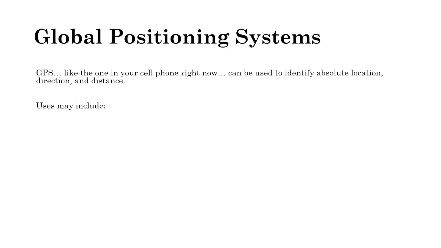Let's talk about global positioning systems. What's a global positioning system? That sounds fancy. GPS is a global positioning system. Yes, now you know what GPS actually stands for. The GPS in your phone is a global positioning system, and they're used to identify absolute location, direction, and distance. So these concepts, yes, they have purpose.